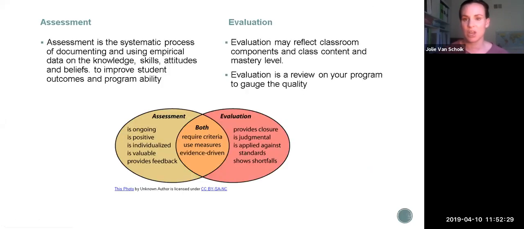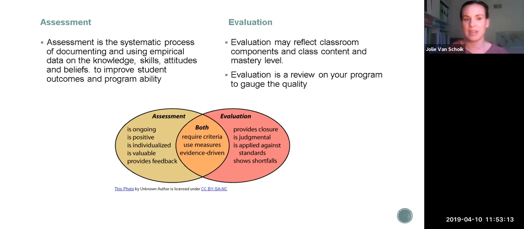So I'd like to just start off with what's the difference between assessment on the left-hand side and evaluation on the right-hand side. Because there are some differences and there's some overlap as well. So typically assessment is a system or a process where you document and use data and it's typically done to improve student outcomes or your program's actual ability. So your ability to get better. It's typically ongoing. It usually has more of a positive slant, not always. It's typically individualized for the teacher, for the classroom, or for the particular child. And then it's typically used to provide feedback as well.